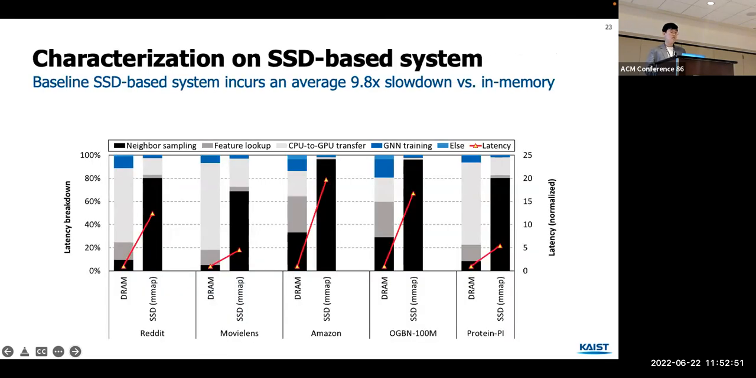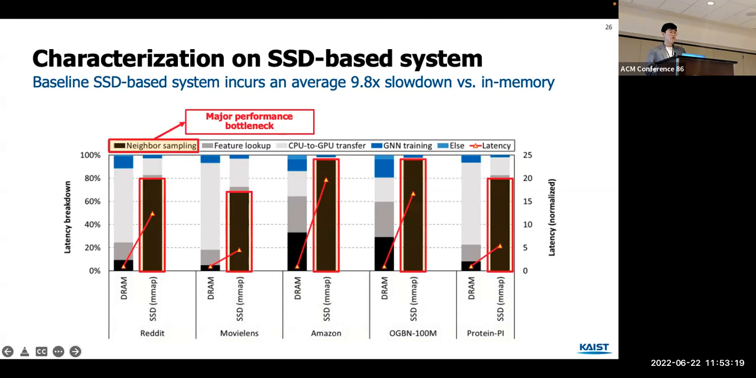This slide shows the profiling result of our training system. We explored two systems, in-memory and SSD-based system, with five different public graph datasets. Here, the left y-axis shows the latency breakdown of each step in the end-to-end training process, and the right y-axis shows the normalized latency to the in-memory training system. Against our expectations, we observed that neighbor sampling becomes a major performance bottleneck due to its memory access pattern, which results in a significant slowdown to the baseline system.